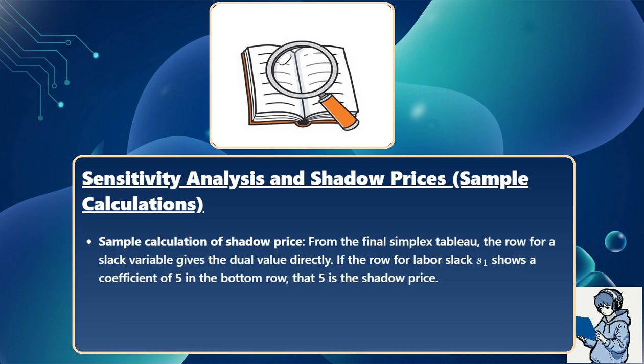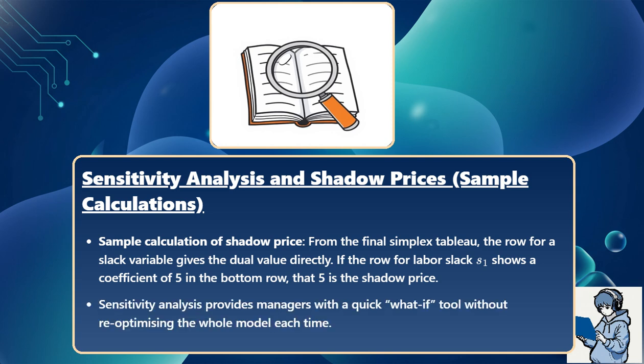Sample calculation of shadow price. From the final simplex tableau, the row for a slack variable gives the dual value directly. If the row for labor slack S1 shows a coefficient of 5 in the bottom row, that 5 is the shadow price. Sensitivity analysis provides managers with a quick what-if tool without re-optimizing the whole model each time.